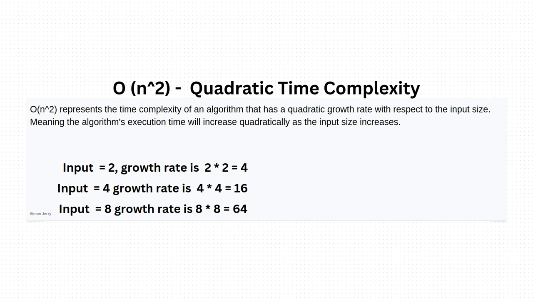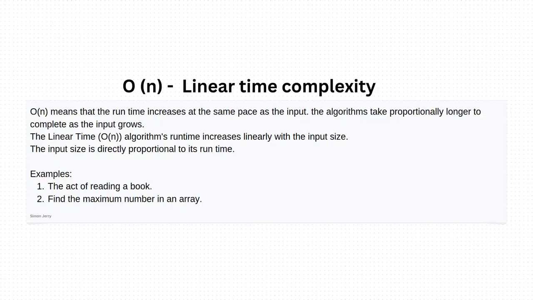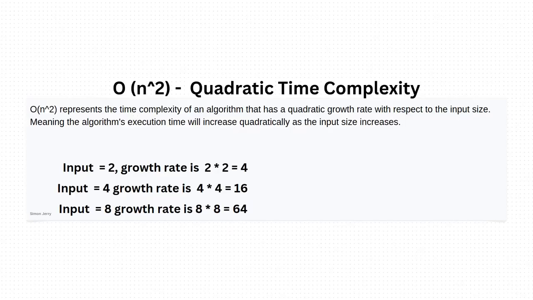And today we'll be talking about the O(n) squared, which is the quadratic time complexity. In the previous video, we talked about the linear time complexity, which is the O of n, where the input size is directly proportional to the runtime. In this video, we want to talk about the quadratic time complexity, which is the O(n) squared.